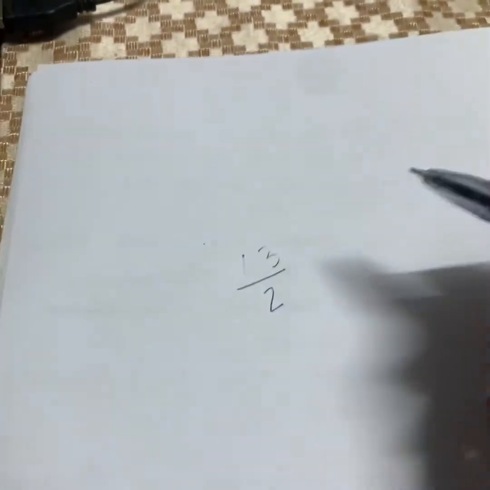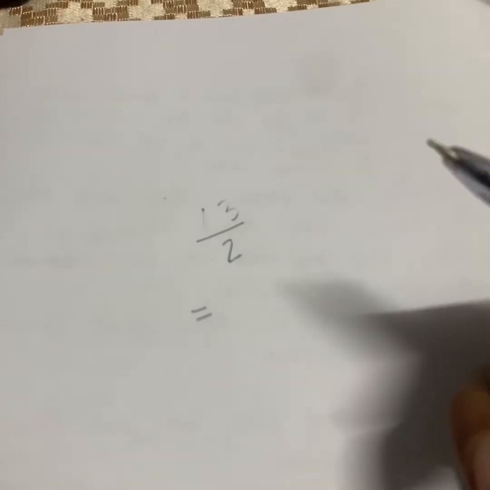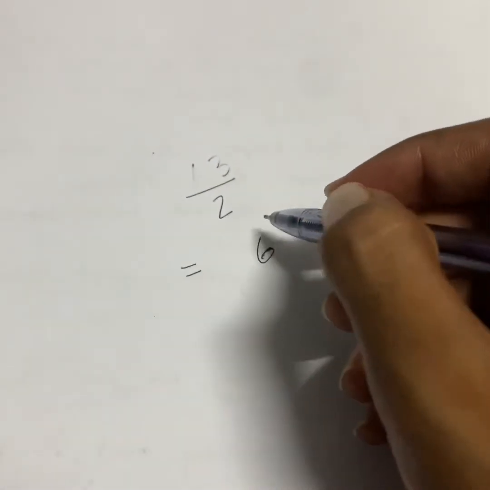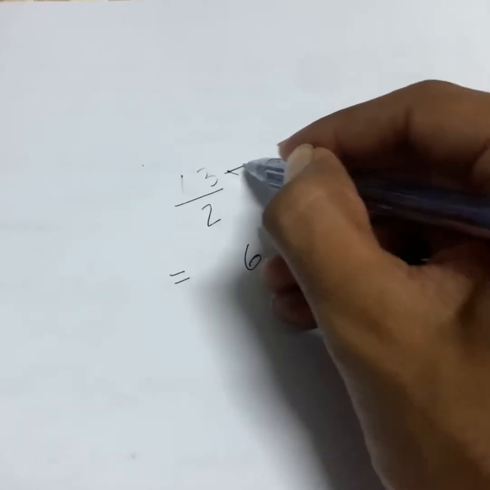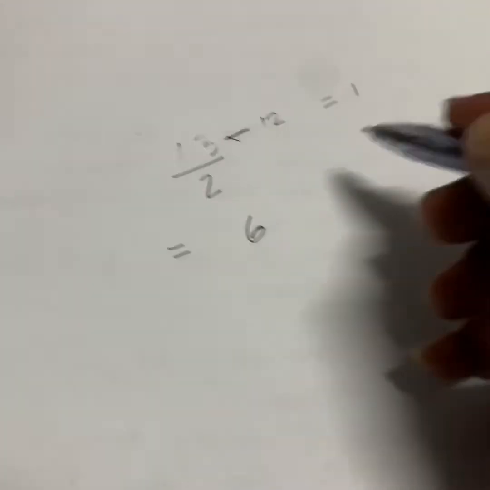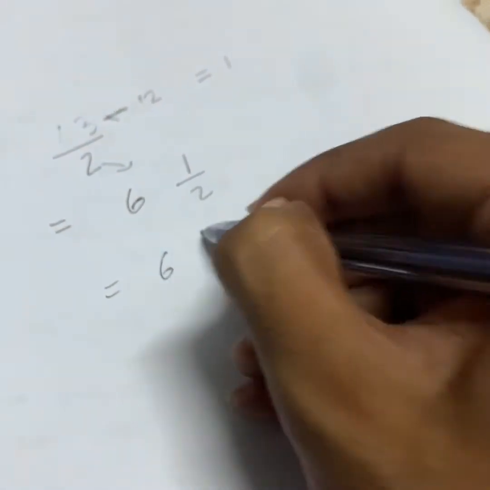13 over 2, we can see that the denominator is 2, so we can divide by 2. 13 divided by 2, we can say that 2 goes into 13 6 times, so 6 times 2 is 12, so we subtract 12 from 13. 13 minus 12 is 1, so we are left with 1, and this 2 will come down and your answer becomes 6 and 1 over 2. Alright, let's look at it again.